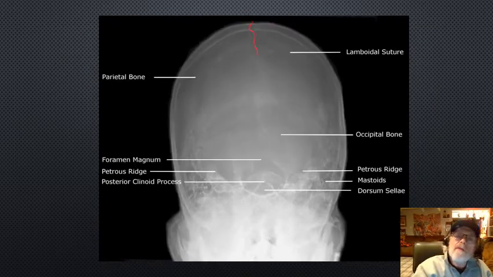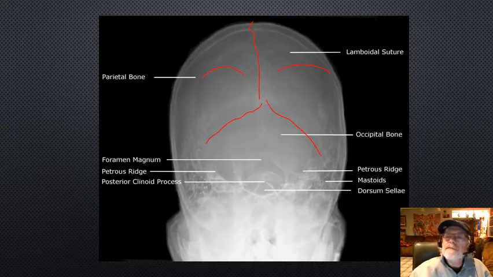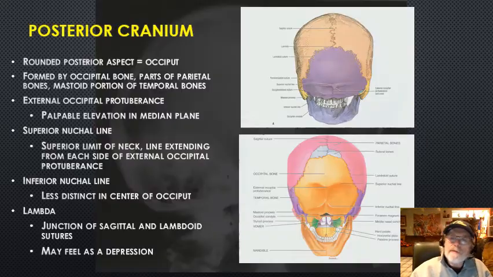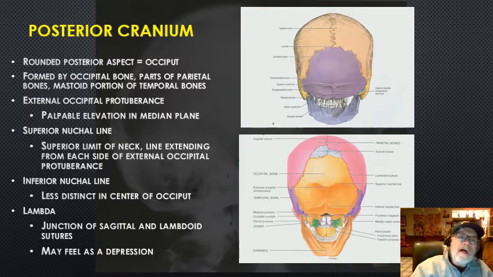And here's the parietal bone. There's going to be a suture that comes right down the middle, okay? And the suture will divide here, and will divide here. Parietal bone here, parietal bone there. That's it, okay? That's parietal bone. Actually, the suture is a little bit higher, but that's okay. Anyway, let's look at this here.